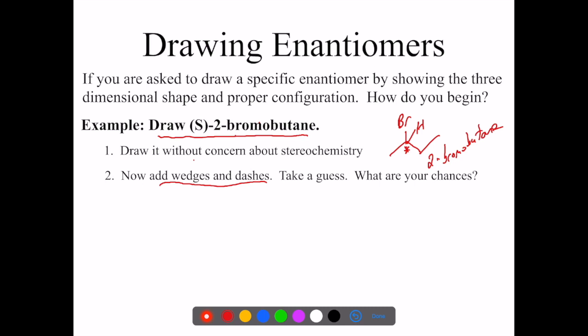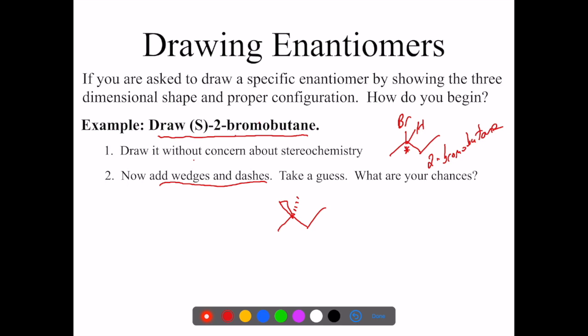And now you want to add wedges and dashes to make this 3-dimensional. Here's our chiral center. Don't forget there's a hydrogen here. So you want to draw this 3-dimensionally. So we take our butane. There's going to be a wedge and a dash. Dash is going back, wedge is coming forward.